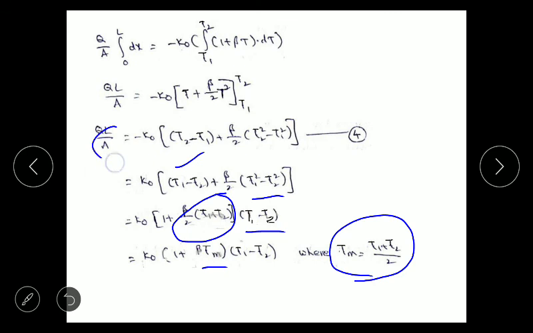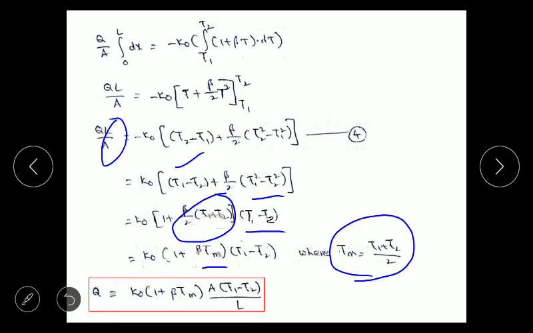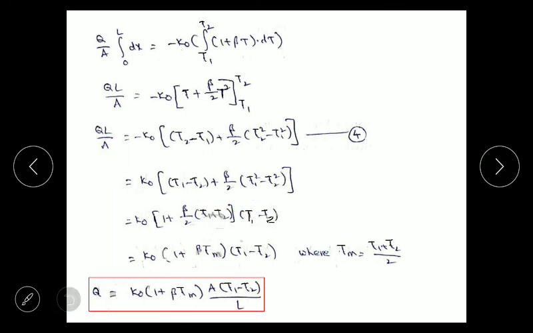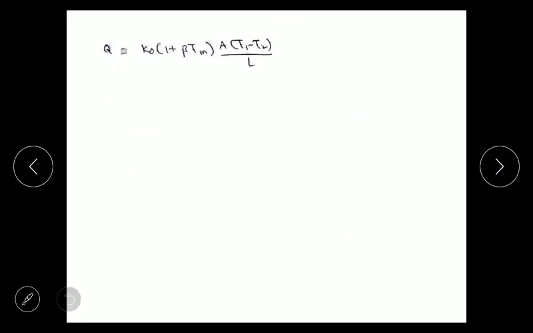Now from QL by A, let us write Q. Q is equal to, the L by A now goes towards the right hand side and becomes A by L. So the equation is Q is equal to K naught into 1 plus beta Tm into T1 minus T2 into A by L. This is the equation for a one-dimensional steady state plane wall with a variable thermal conductivity.